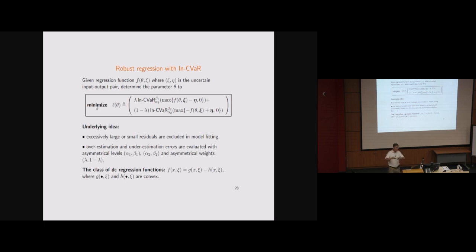So this is robust regression, because using this interval CVaR, there's a chance of handling the over and underestimation errors as well as handling outliers in different ways. And in the paper, we actually take this underlying statistical model to be a difference of convex functions. For example, this underlying statistical model can be a piecewise affine function. So this is a problem that we address in that paper.